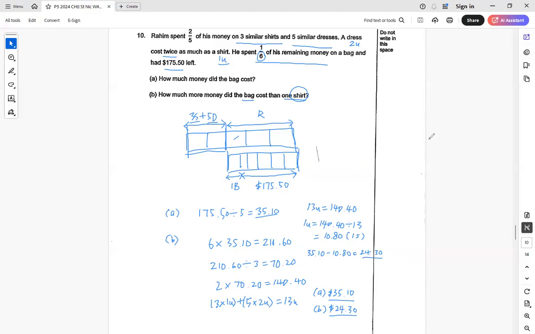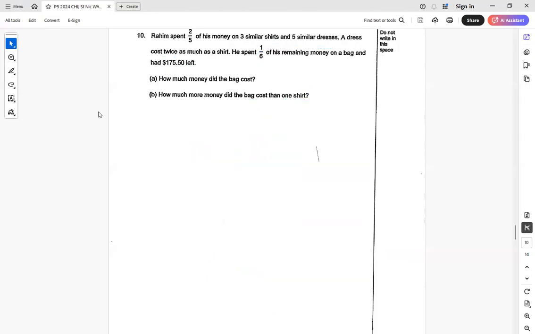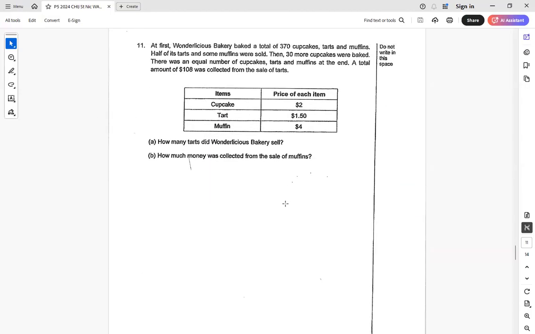All right. So now let's move on to the next question. So this is also the last question for this paper. At first, Wonderlicious Bakery baked a total of 370 cupcakes, tarts, and muffins. Half of its tarts and some muffins were sold. Then 30 more cupcakes were baked. There was an equal number of cupcakes, tarts, and muffins at the end. A total amount of $108 was collected from the sale of tarts. So in this table, you have the prices for each item. And then for part A, how many tarts did Wonderlicious Bakery sell?